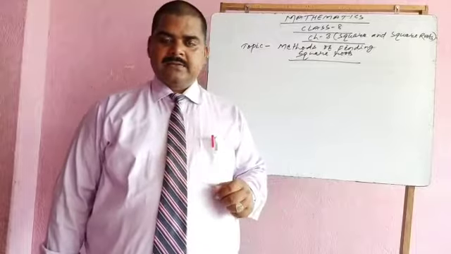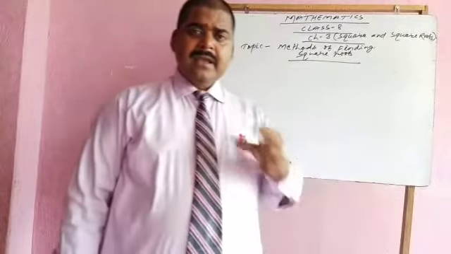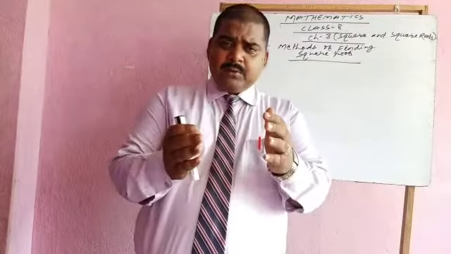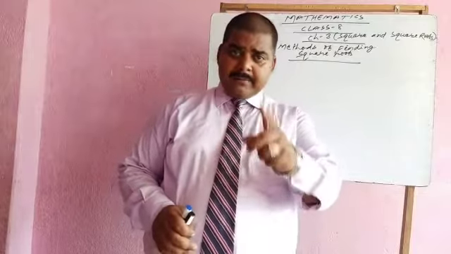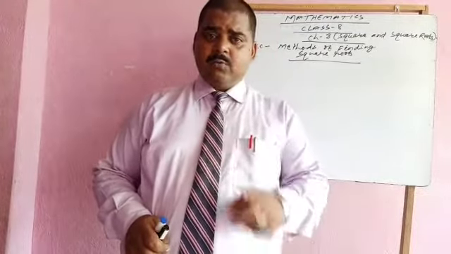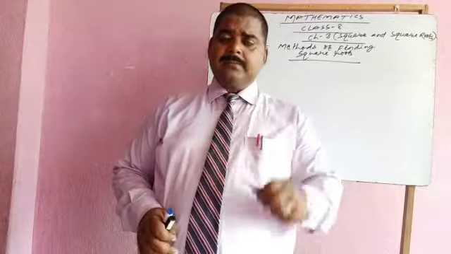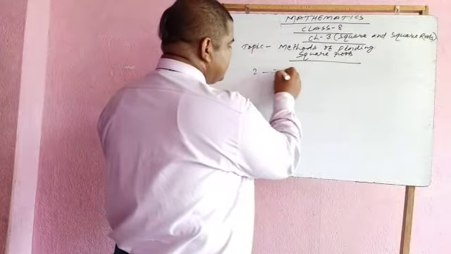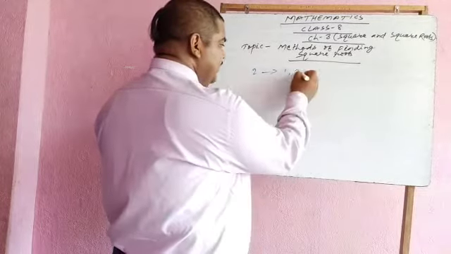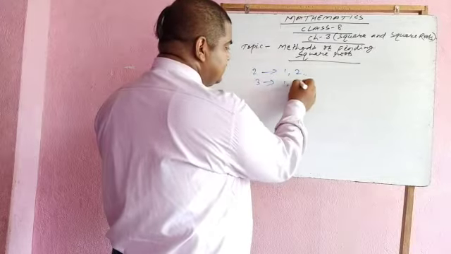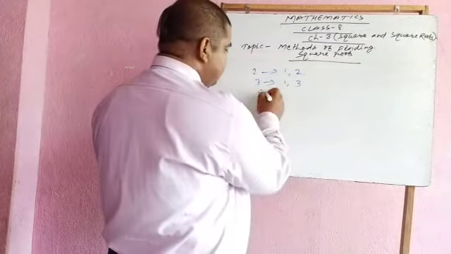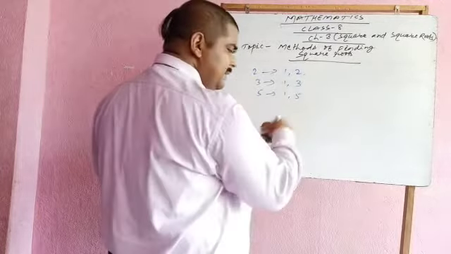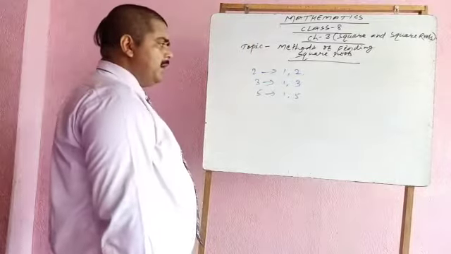My dear students, as you know, a positive number can be expressed as the product of prime numbers. A prime number is a number which is divisible by 1 and itself only. 2 is a prime number because it is divisible by 1 and 2 only. 3 is a prime number because it is divisible by 1 and 3. 5 is a prime number because it is divisible by 1 and 5. This is why these are considered prime numbers.